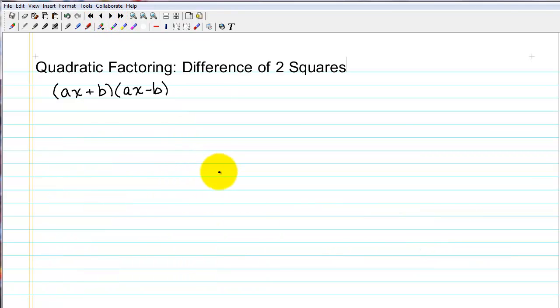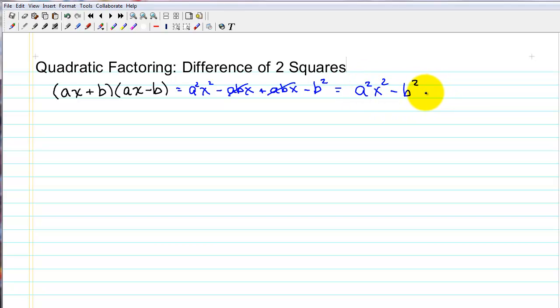Okay, our next factoring method is difference of two squares. So let's look at this particular pattern. Let's FOIL that out. When we do our firsts, we get a squared times x squared. Now when we do our outsides, we get negative a times b times x. And when we do our insides, we get a times b times x. And when we do our lasts, we get negative b squared. These are the same terms, positive and negative, so they cancel out. So we're left with a squared x squared minus b squared.